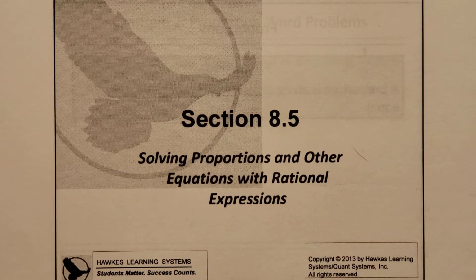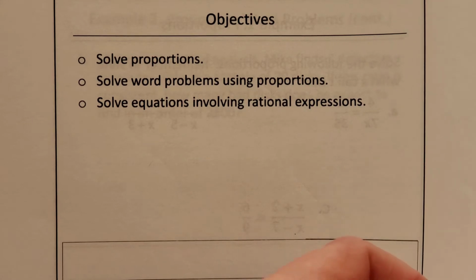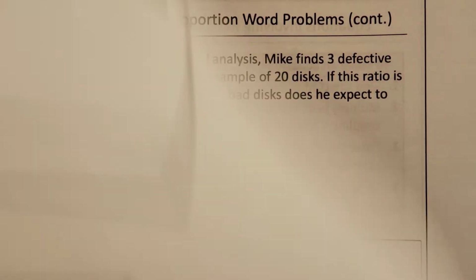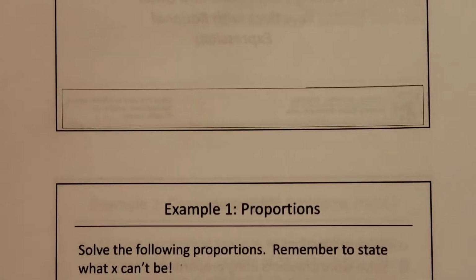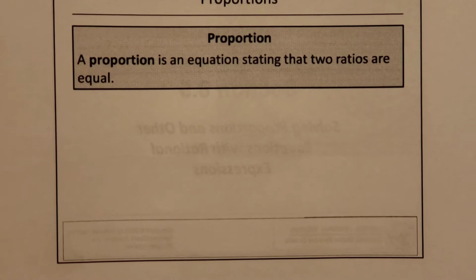This is Chapter 8, Section 5. In this section, we will be solving proportions and other equations with rational expressions. So our objectives for this unit are to solve proportions, solve word problems using proportions, and solve equations involving rational expressions. Basically, a proportion is an equation stating that two ratios are equal.